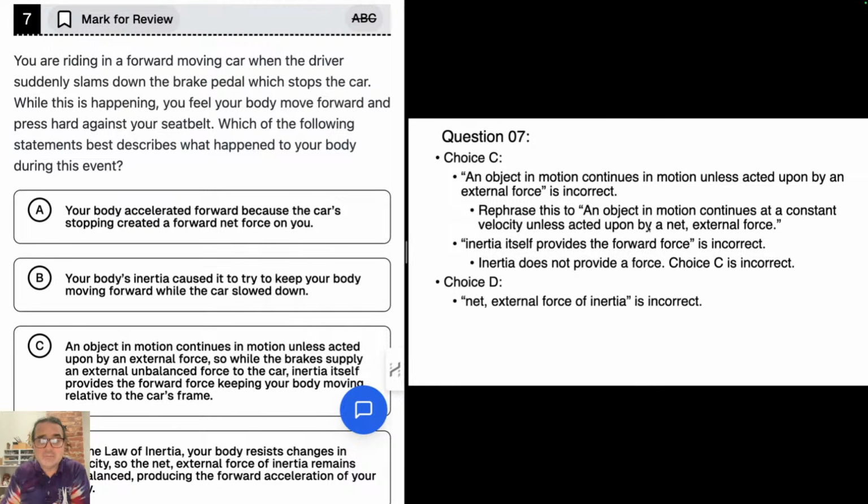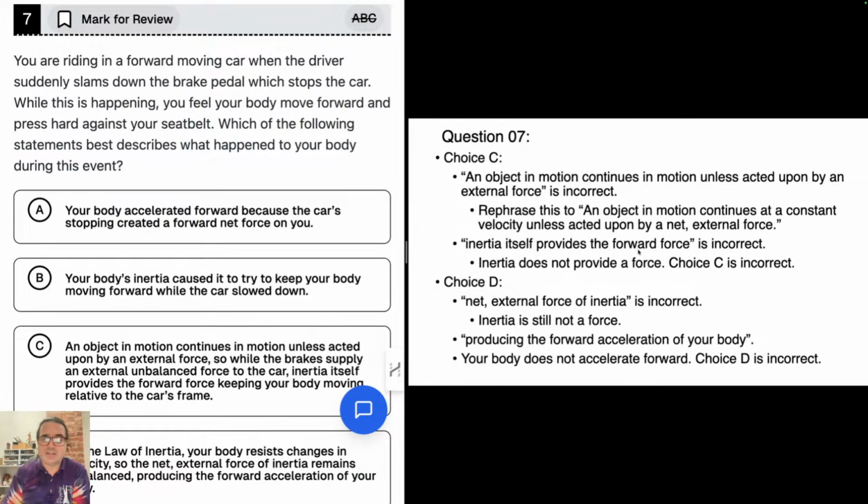Choice D, net external force of inertia, just doesn't make any sense. Inertia is still not a force. Producing the forward acceleration of your body does not accelerate forward. So choice D is incorrect.